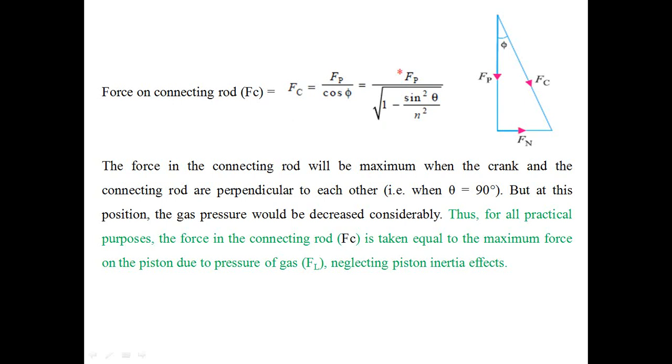This expression basically comes from the theory of machines force analysis chapter. I am directly using this relation. The forces in the connecting rod will be maximum when the crank and the connecting rod are perpendicular to each other. But at this position, the gas pressure should have decreased considerably. Thus, for all practical purposes, the force in the connecting rod Fc is taken equal to the maximum force on the piston due to the gas pressure, neglecting the piston inertia effect.